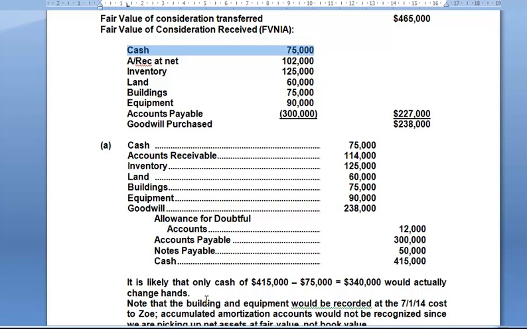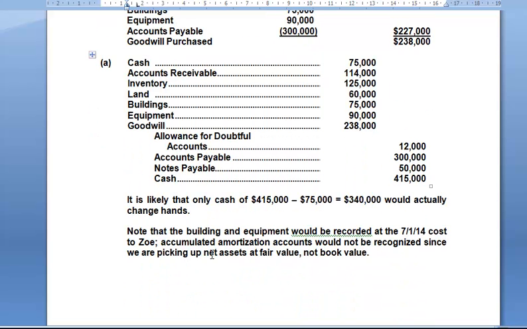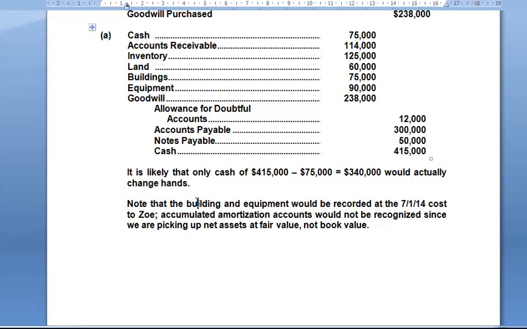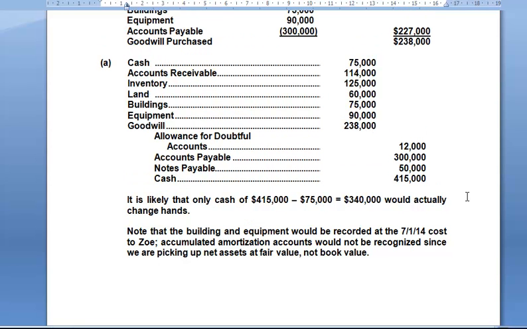But we wanted to show you how you would use some of these balances to help you set up your entry. Right? Now, the other learning point here, and we didn't see it in previous questions, is that the building and the equipment would be recorded at July 1st at their cost to Zoe. So in other words, cost is actually, in this case, the fair value, because we believe that the carrying value is equal to the fair value.